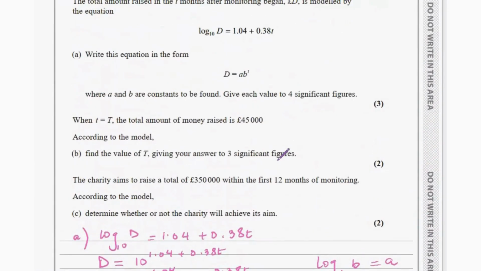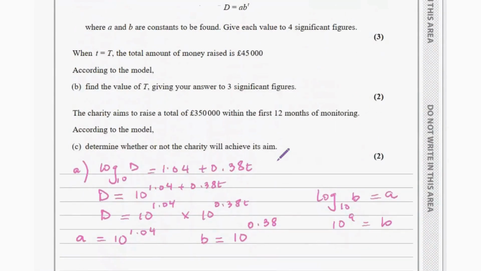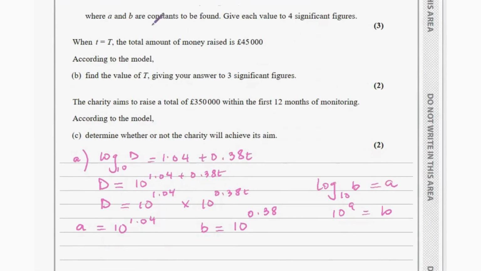I'm not writing the T because the T exists separately on both the B's, so I think it should be fine like this. They shouldn't deduct marks for that. So I have to give each value for A and B correct to 4 significant figures. So that's going to be 10.96 for A and B is going to be 2.399. These are your values correct to 4 significant figures.